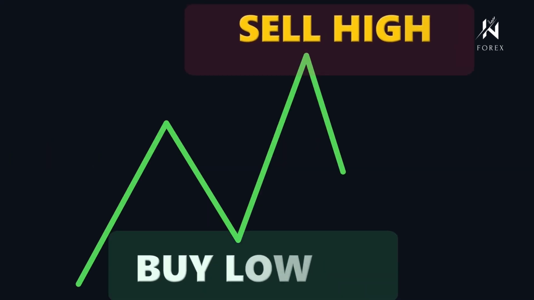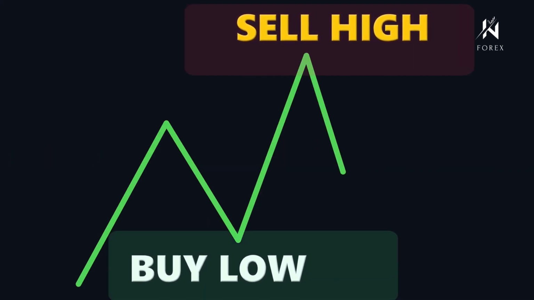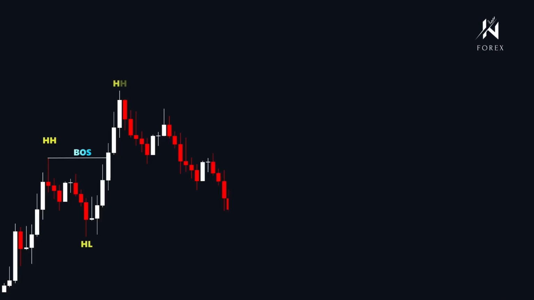Let's talk about one of the simplest but most powerful trading rules. Buy low, sell high. It sounds basic, but once you connect it to how price actually moves, it becomes a game-changing strategy. Let's start with an uptrend. Picture this. Price is making higher highs and higher lows. A strong, healthy uptrend. After a big push up, price usually pulls back.